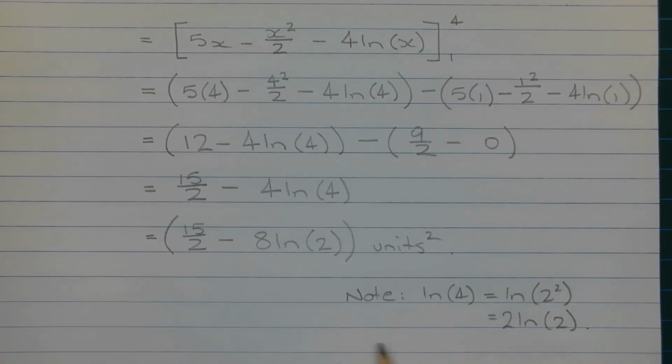Now as a side note, ln of 4 is equal to ln of 2 squared, which can be written as 2 times ln of 2. So the answer can be written as 15 over 2 minus 8 times ln of 2 square units.